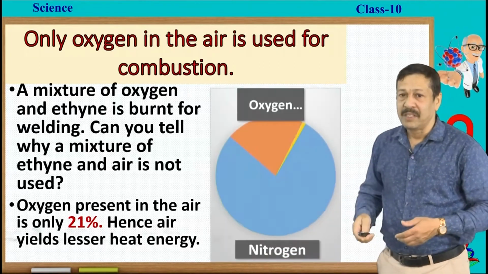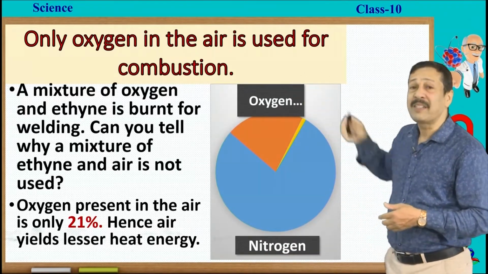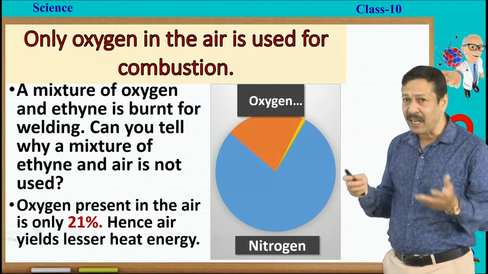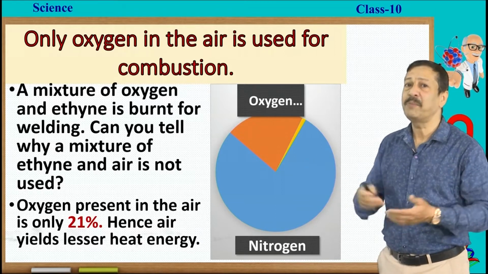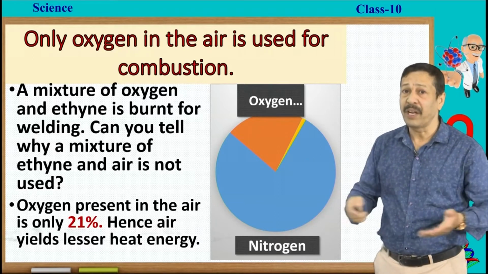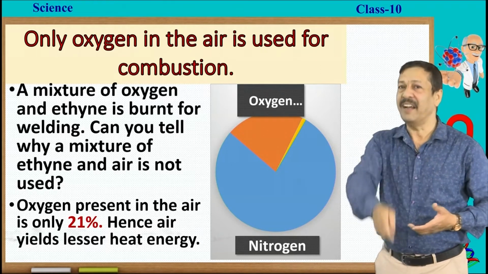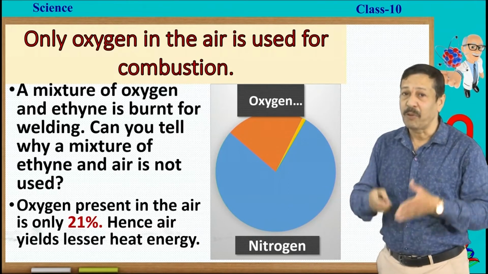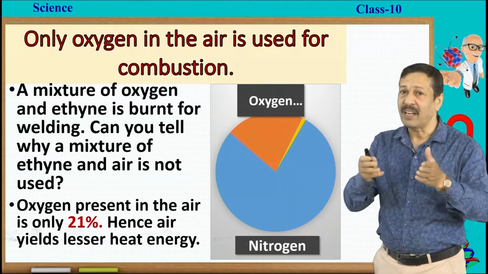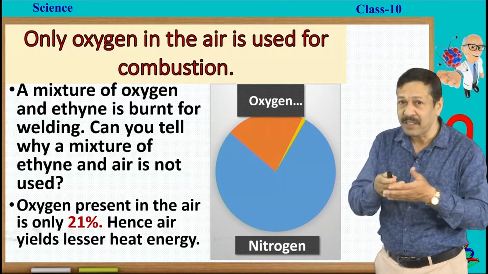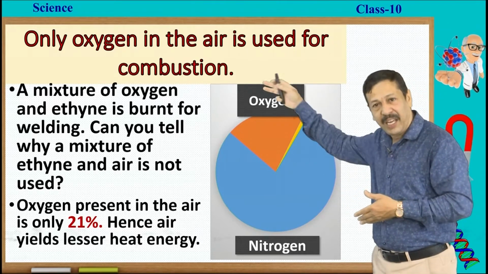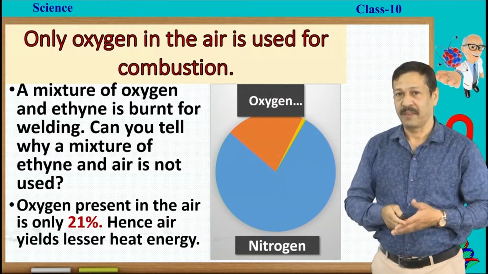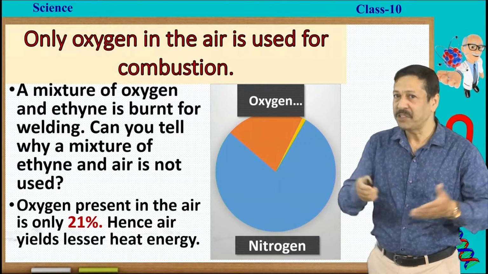Now you know, in the atmosphere the percentage of oxygen is just 21%. If you are using only oxygen, you are getting 100% oxygen. Where are you getting more energy? Yes, if you are using oxygen, you are going to get more energy. For the welding purpose, we need a large amount of heat to fuse the metals. That is why the mixture of oxygen and ethane is used. Yes, I hope you understood this one.